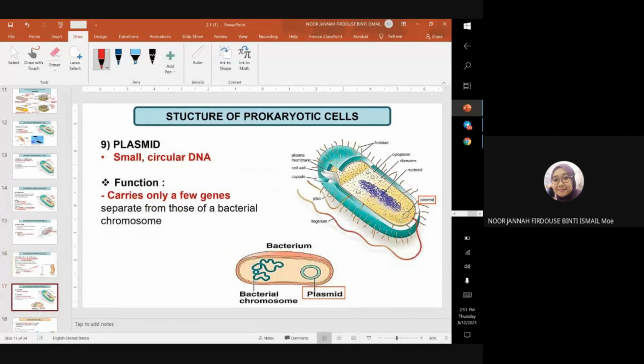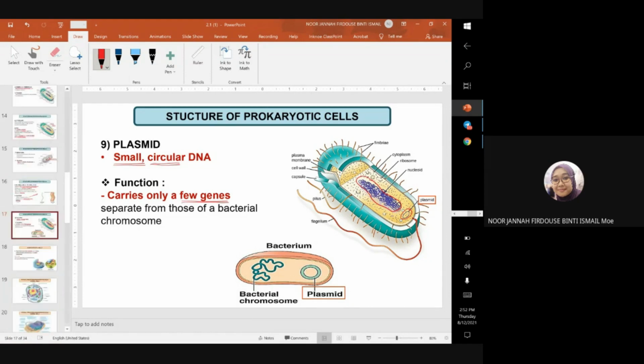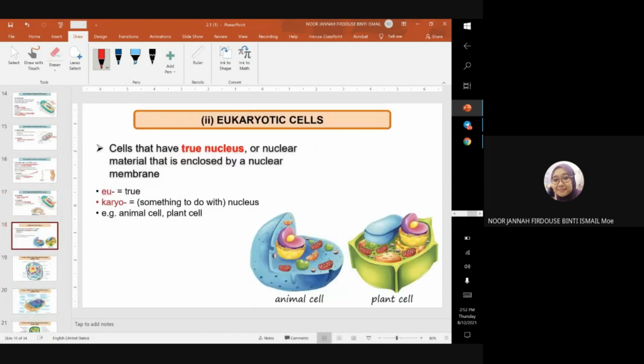Next is plasmid. Plasmid is a small circular DNA. So, kalau kena terangkan mesti ada perkataan small circular DNA. Dia small. Nampak tak beza ni? DNA yang ini dengan plasmid. Right? Jadi dia kecil. Only contain a few genes. Maksudnya hanya ada beberapa gene sahaja yang ada dalam plasmid. Kita akan belajar dengan lebih lanjut lah apa fungsi plasmid nanti dalam bab 6 contoh.